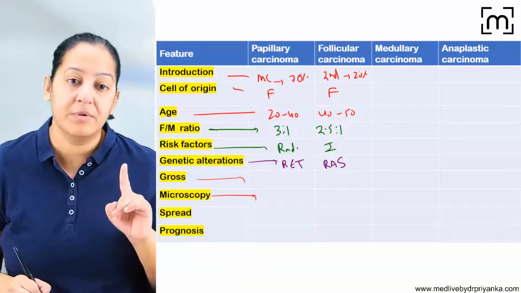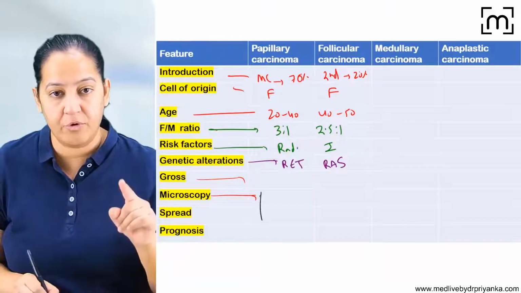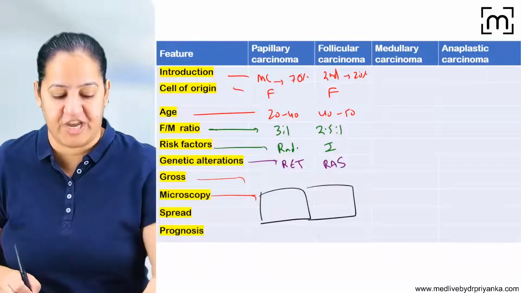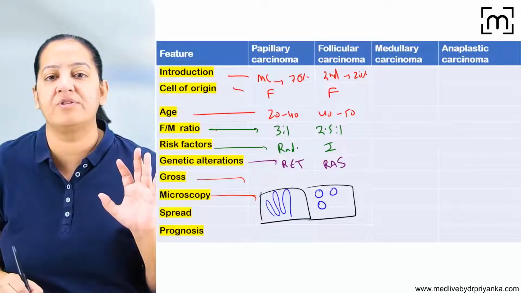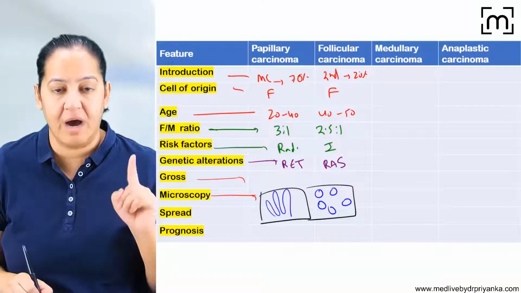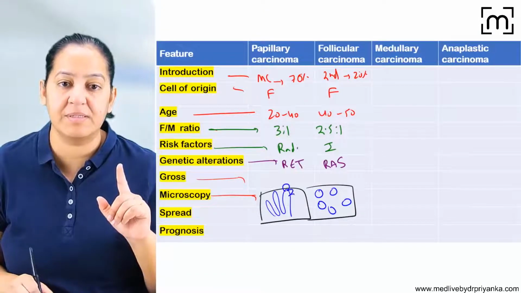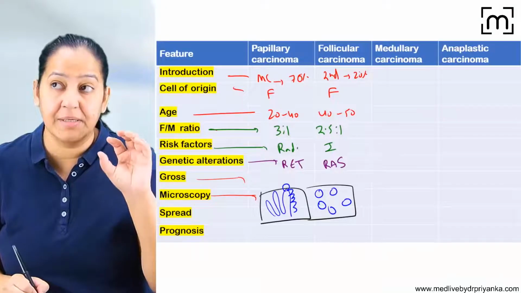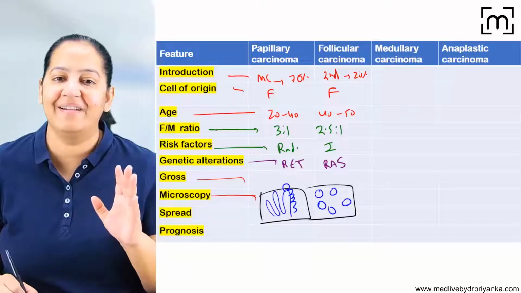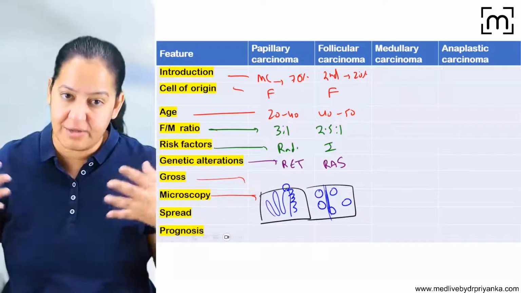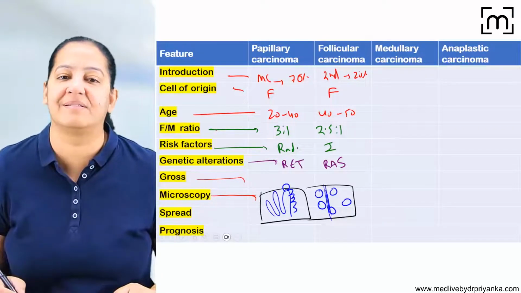Now gross you can write down on your own, not important, but microscopically you have to draw the diagram. So here you have to draw papillary projections. The tumor cells are arranged in papillary pattern with fibrovascular stalk. Here the tumor cells are arranged in follicular pattern. The other important thing is the tumor cell: optically clear nucleus, grooving, inclusion bodies, and Psammoma bodies. And here it is capsular invasion, vascular invasion, and a variant of it is Hürthle cell.